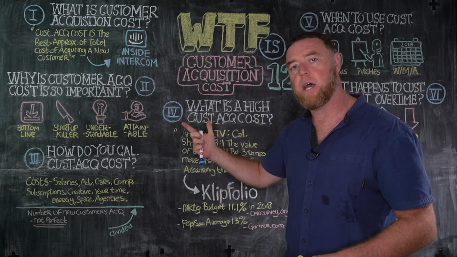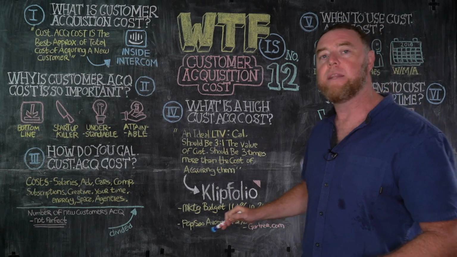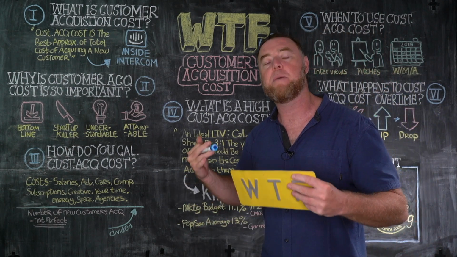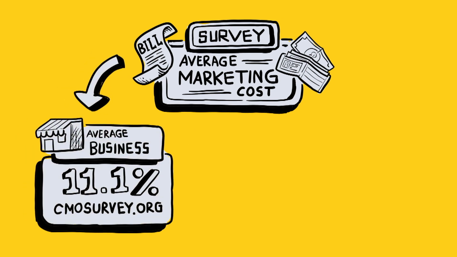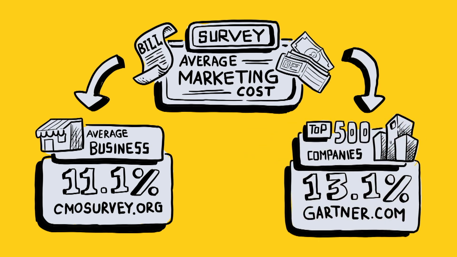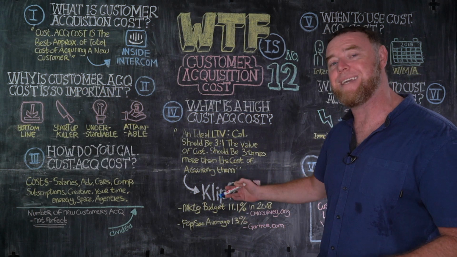But then I looked further. So we went to cmosurvey.org and they do a survey every year to see how much people are spending on marketing. And they found that the average is 11.1% that businesses spend of their turnover on marketing. Now, interestingly, Gartner did a similar survey of the top 500 and they found that the top 500 are spending 13% of their total turnover on marketing, which is 20% more than the average.